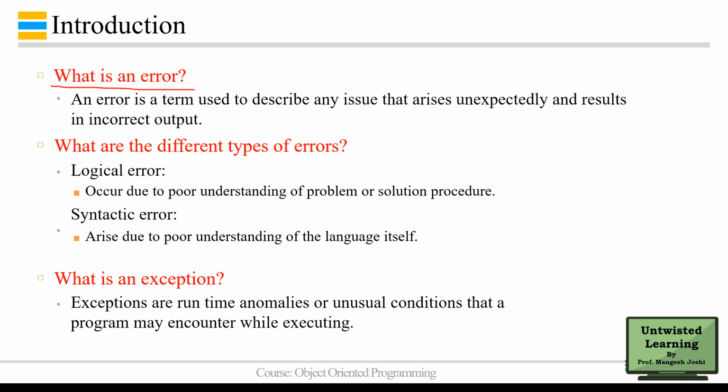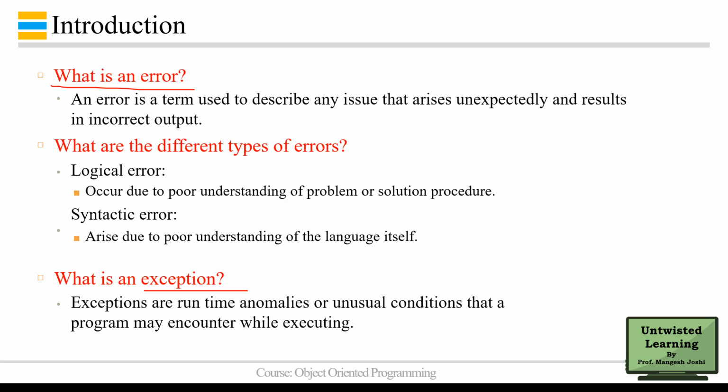What is an error and what is an exception? An error is a term used to describe any issue that arises unexpectedly and results in incorrect output. There are basically different types of errors: a logical error and a syntactic error. A logical error occurs due to poor understanding of the problem or solution procedure, and a syntactic error arises due to poor understanding of the language itself.